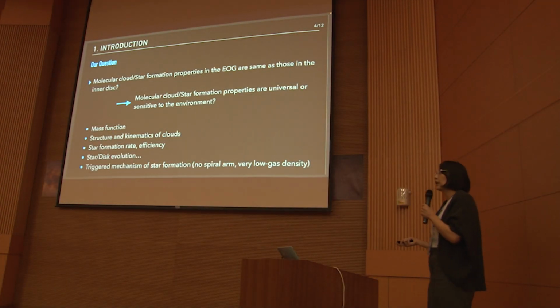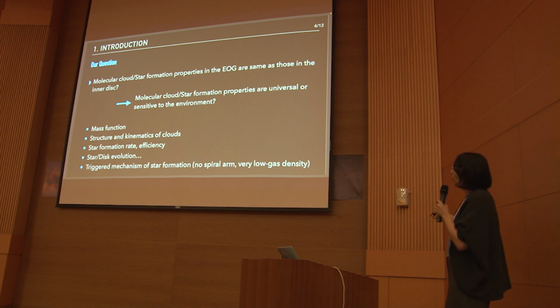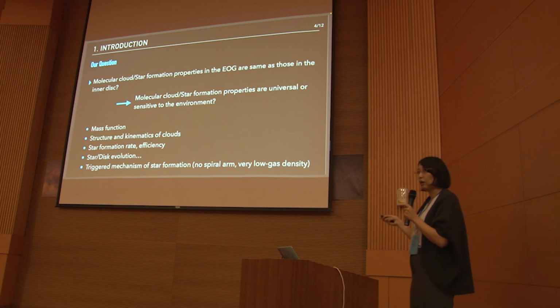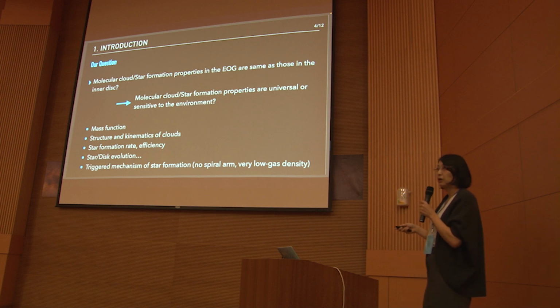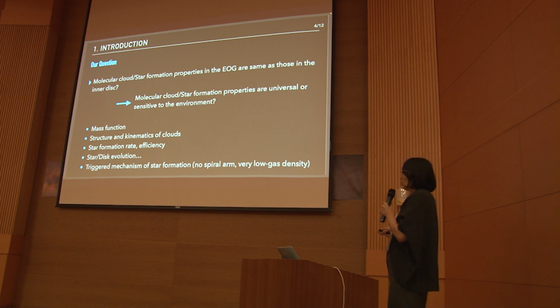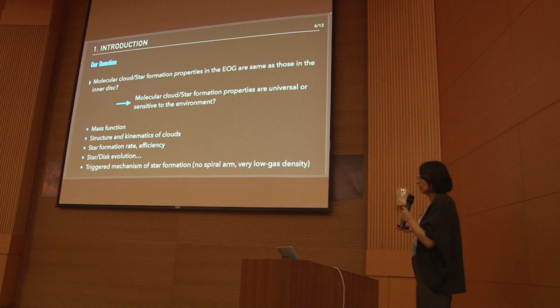So my question is whether the cloud and star formation properties in the EOG are the same as those in the disk or solar neighborhood. It means, are the cloud and star formation properties universal or sensitive to the environment? The properties include the mass function, structure, star formation efficiency, and evolution. And I'm also interested in the trigger mechanism of star formation in this region, because there are no spiral arms and very low gas density in these regions.